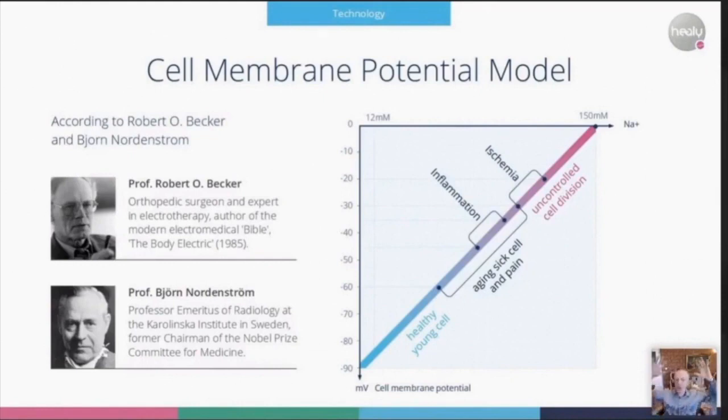So in future, in the company presentation and in the manual and everywhere, this updated model of the cell membrane potential will replace the one which we had before. The old one is not wrong. The new one is more precise and more scientific. So if you get the new one, you can put both of them next to each other and you will see how they actually correspond to each other. And this model actually goes back to 2 great researchers, Robert Becker and Björn Nordenström, and especially Björn Nordenström. Both of them are amazing pioneers with a very strong standing in the scientific community. Björn Nordenström was even the former chairman of the Nobel Prize Committee for Medicine.